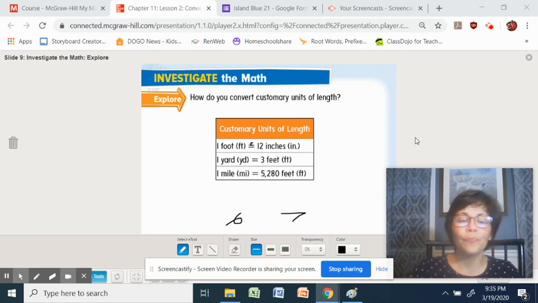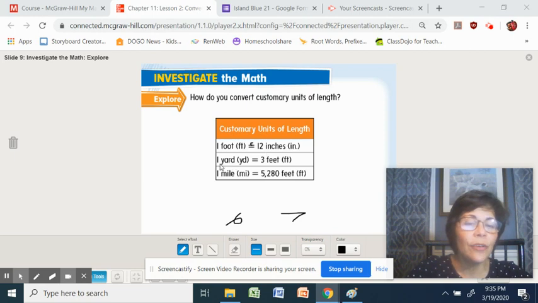Okay, so if you look at this little slide I have here, you know that 1 foot is equivalent to 12 inches. Remember what I always say about the equivalent sign? Whatever is on this side will be equivalent to this side. It is very important, you guys, that you memorize this conversion because this is the basis of how you can convert larger numbers. Okay.